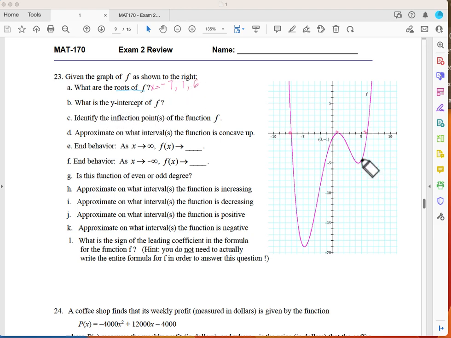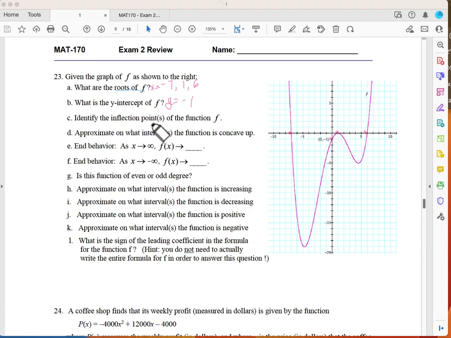The y-intercept, that's where it crosses the y-axis. That's going to be at y equals negative 1. And again, you can also write these as ordered pairs because those are actually points. So the x values would all have y being 0, and the y-intercept has x being 0.